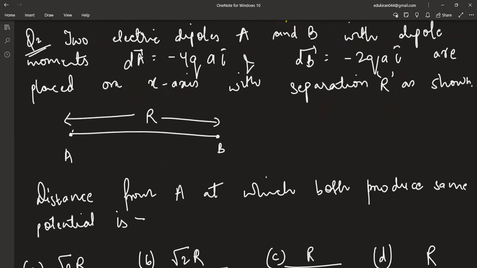See, Shahid, you can write this question later, all together with the solution. I want you to just participate right now. See, it says that two electric dipoles A and B with dipole moments pA and pB are placed separately on the x-axis with R separation. This is the separation. The figure is already given to you.